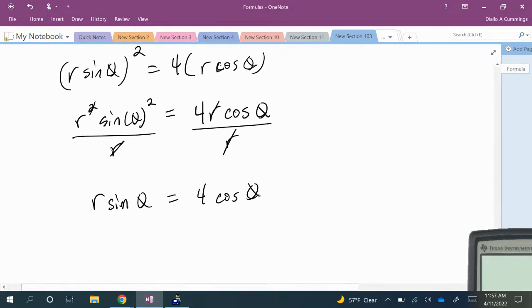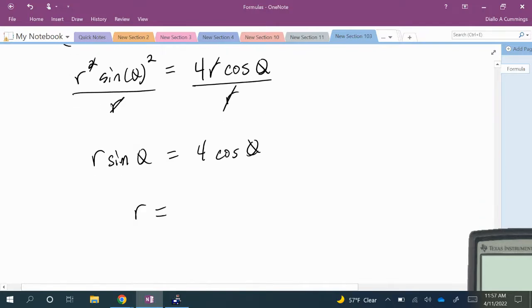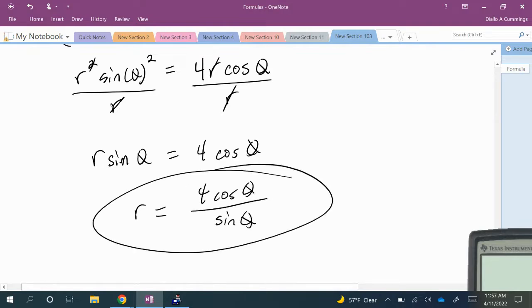Now we're going to solve for r. The opposite of multiplying r by sine of theta is to divide by sine theta. So if we divide both sides by the sine of theta, we have r is equal to 4 cosine theta divided by the sine of theta. Right. So once you substitute x for r cosine theta, and y for r times the sine of theta, then there comes some algebra in solving for r.